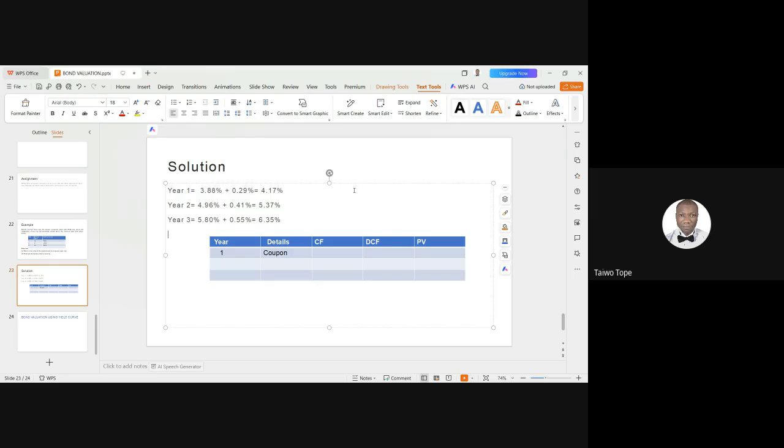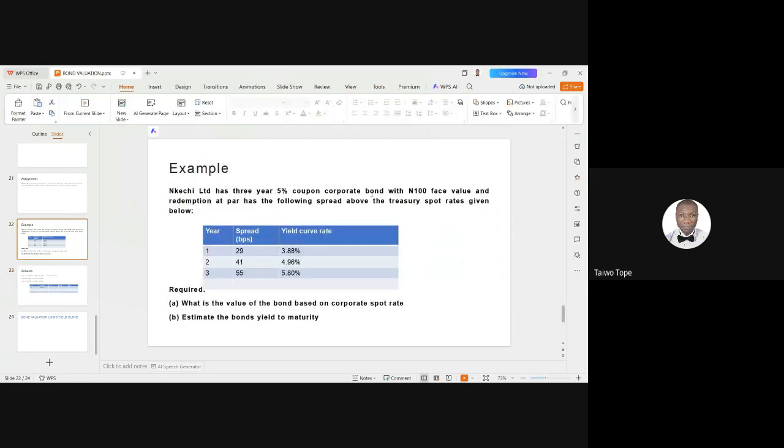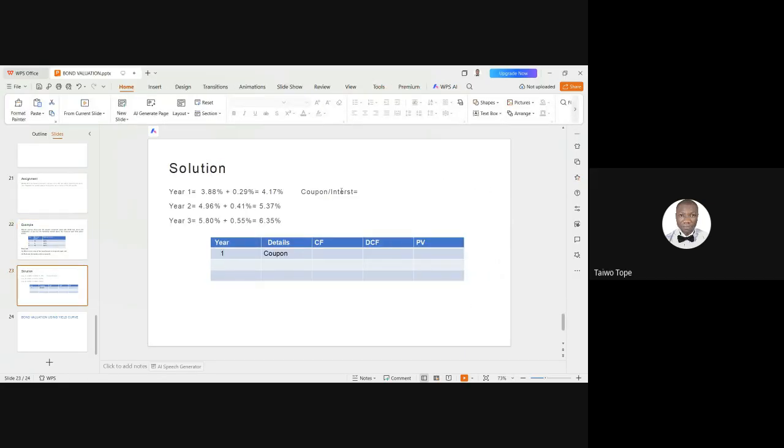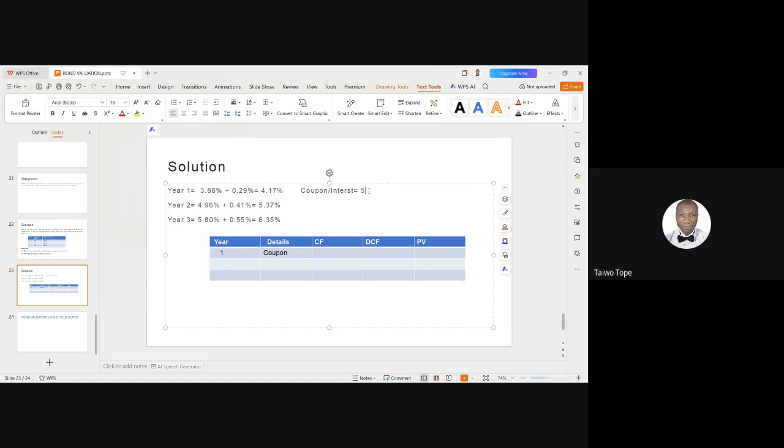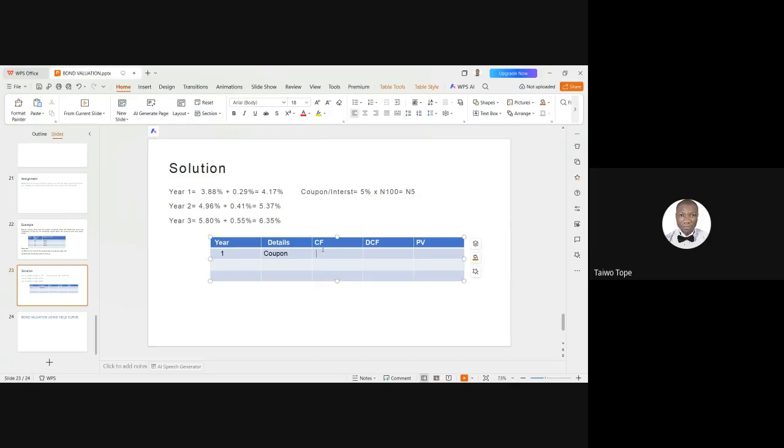And for you to get the interest, let's show it, coupon. For you to get your coupon, which is otherwise known as interest, it will be what? From the question, 5% of the face value will give you what? 5% of 100 naira will give you 5 naira. So the coupon, the cash flow for year 1, is 5 naira.